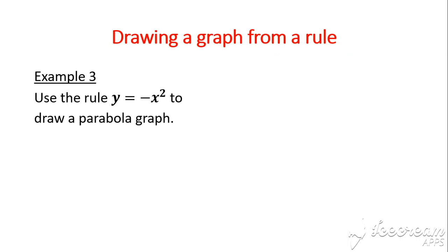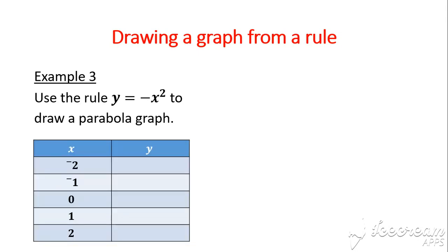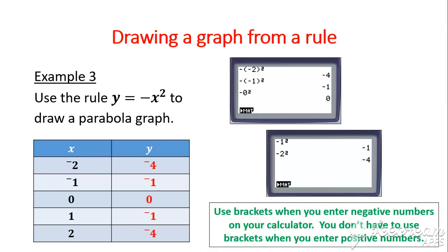Right, the last example for the video is this. We're going to use a rule to draw the graph of y equals -x squared. So here's our table once again, and I'll once again pick the x values from -2 to +2. And here are my y values. Now you've got to be a bit careful here. The rule is -x squared.